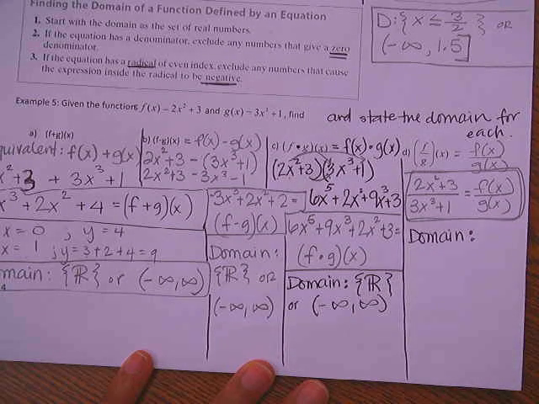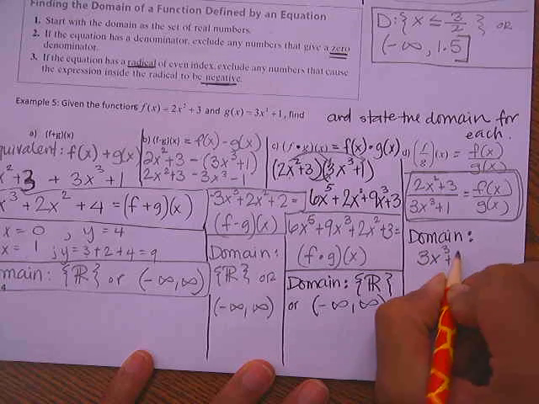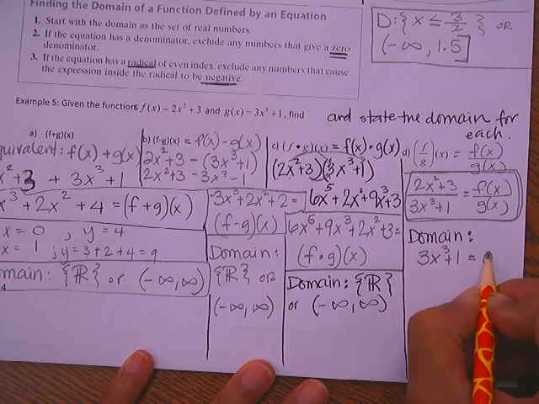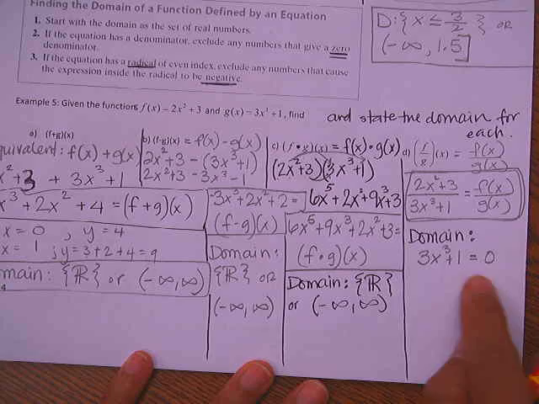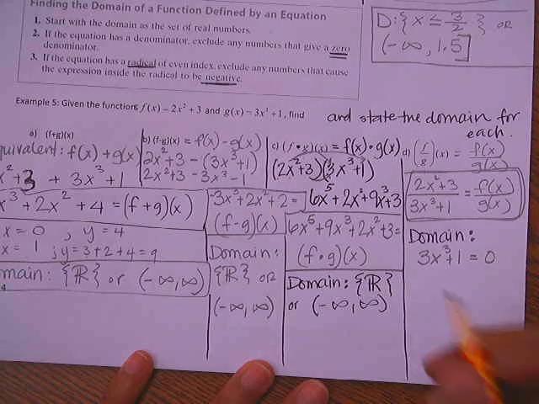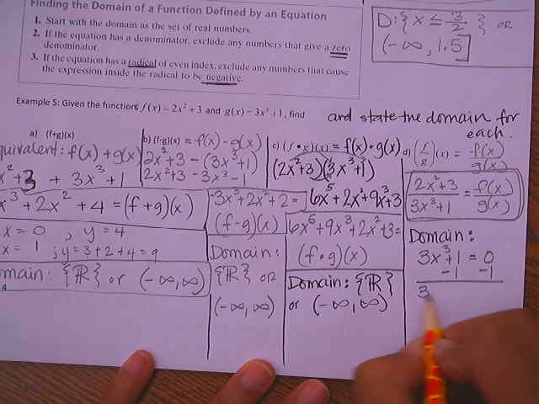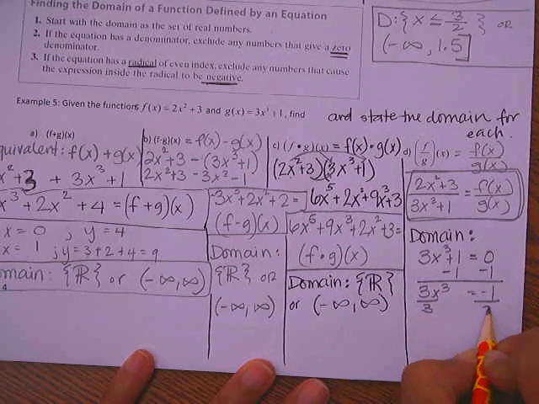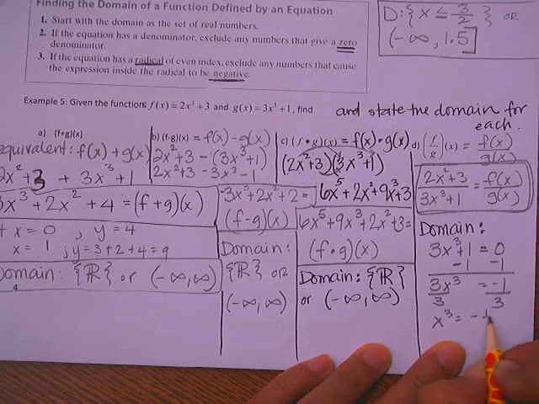So what we're going to do is take the denominator, which is 3x to the third plus 1. We are going to try to find x. What x values will make it 0? So that way I can get rid of it from my denominator. So I'm going to subtract 1 from both sides. I now have 3x to the third equals negative 1. Divide both sides by 3. X to the third equals negative 1/3.